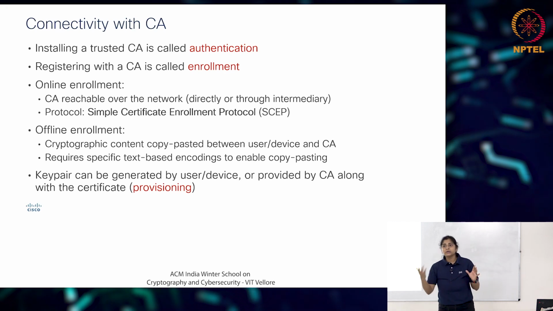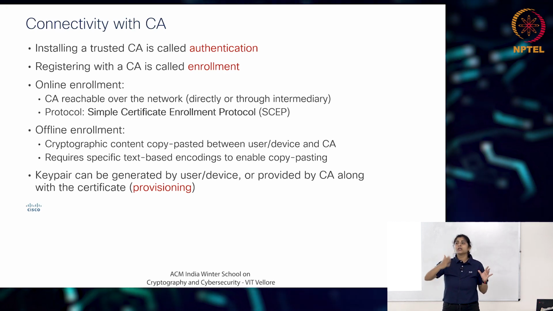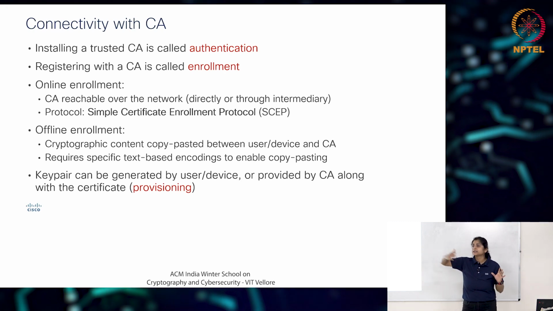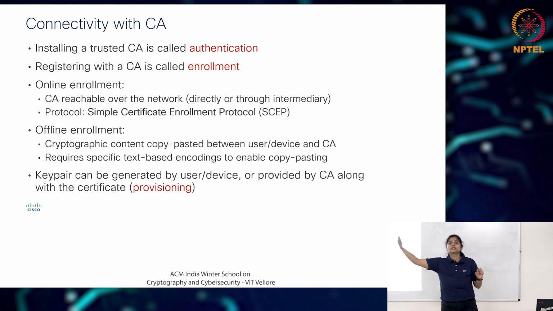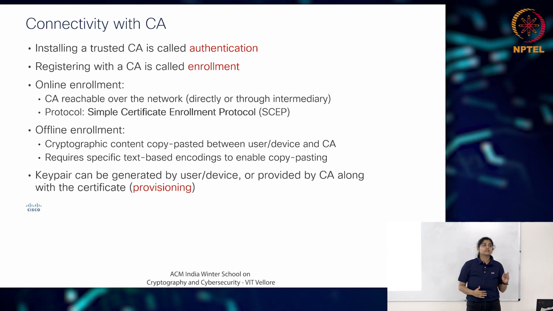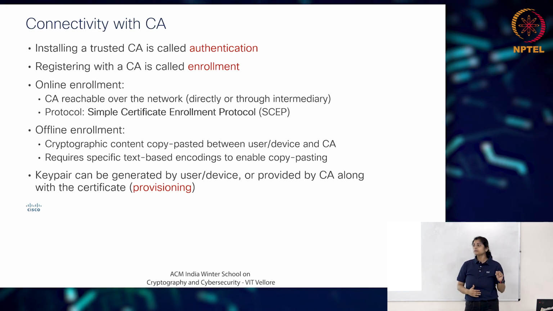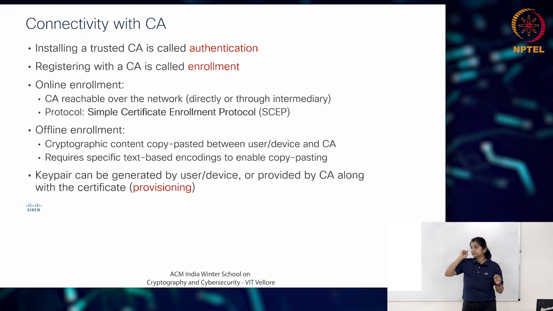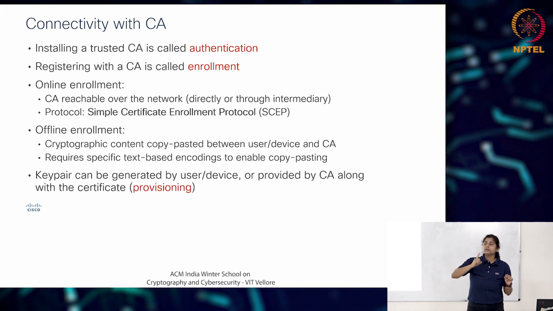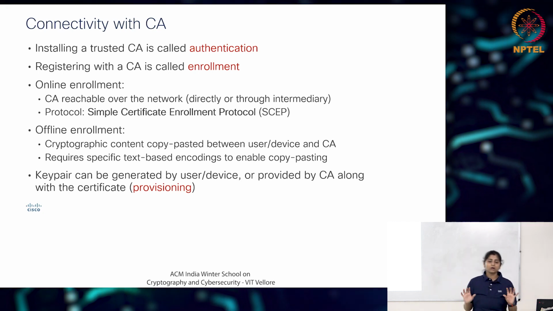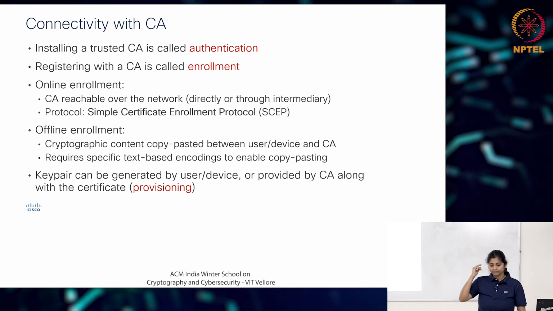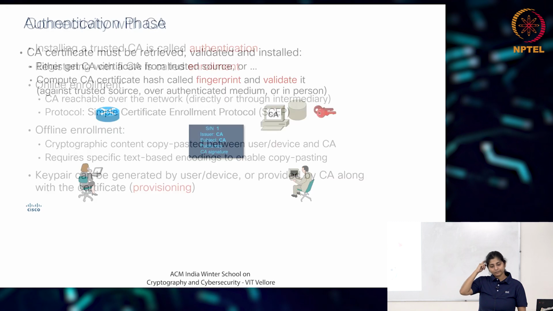You can get it manually. You can use something called simple certificate enrollment process, SCEP. It works on port 80. You can connect to the CA server. You can download the certificate as well. Okay, first step, connecting with the CA. You establish which CA you want to work with.